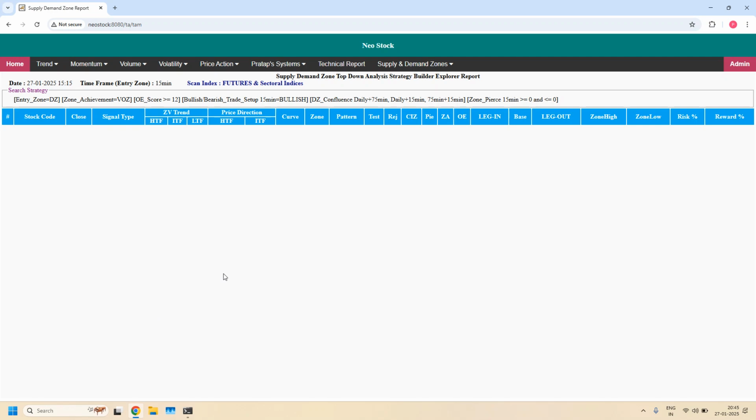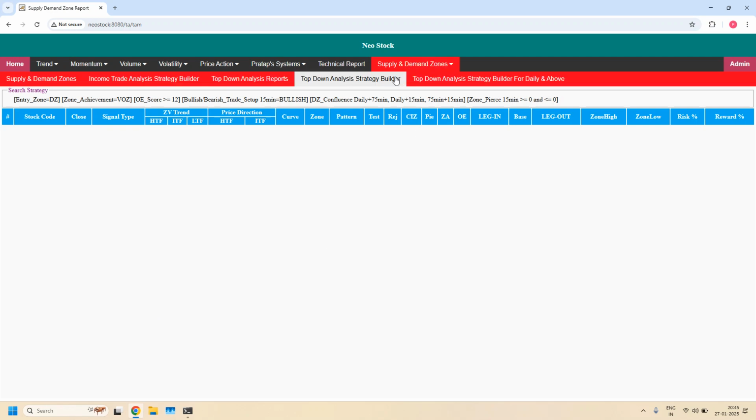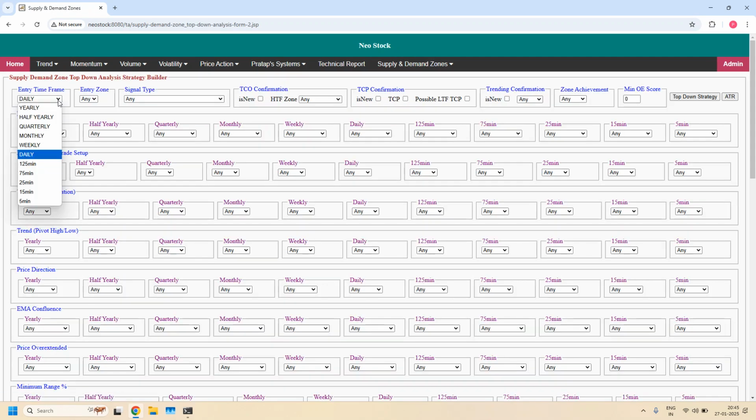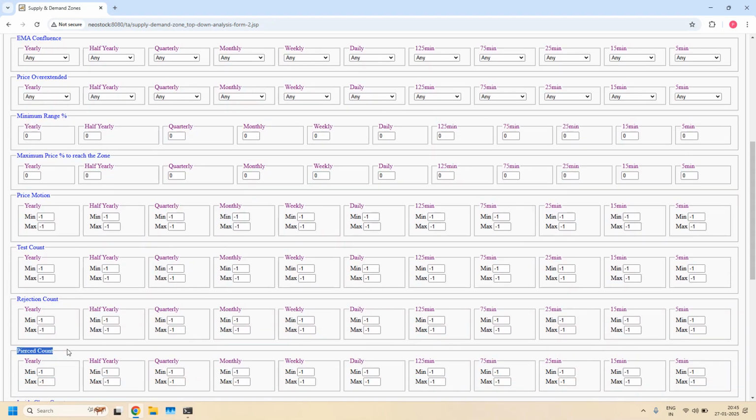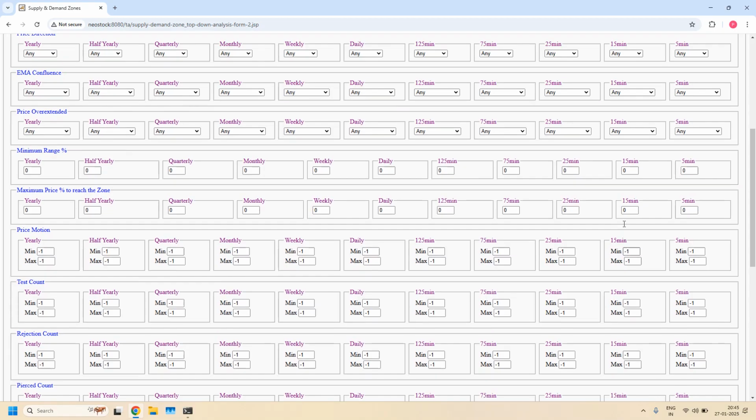Okay, next, this is the bullish trade setup for daily income trade. Next, the bearish trade setup for daily income trade. Entry time frame 15 minutes. Entry zone supply zone. In bullish or bearish trade setup at 15 minutes time frame, I am selecting bearish. These 15 minute supply zones should not be pierced. So in the pierced count at 15 minutes time frame, I am selecting minimum value 0, maximum value 0.